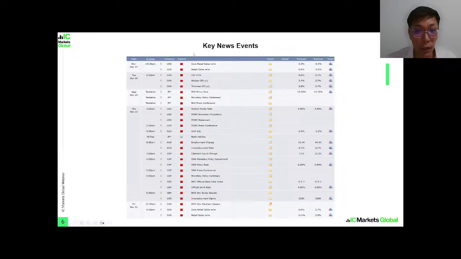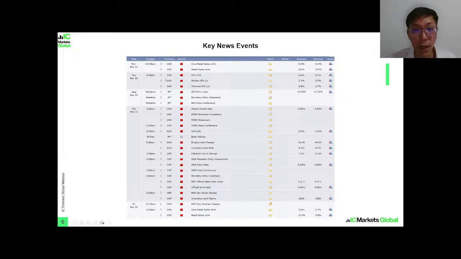So we have the key news events that are happening this week. These are the high impact news events. We have USD core retail sales on Monday. But this news itself wouldn't really affect the USD currency pairs that much as compared to other high impact news.